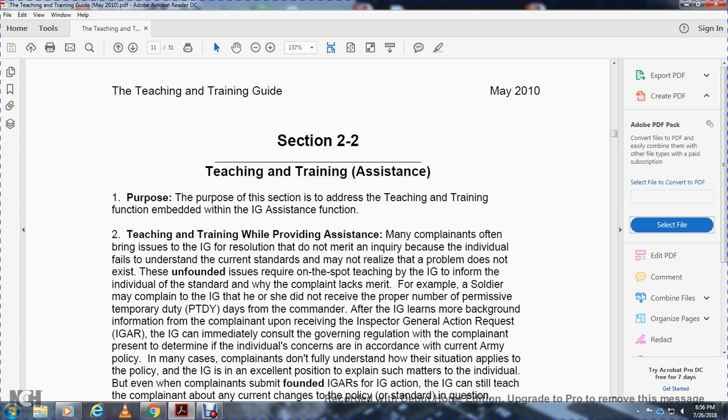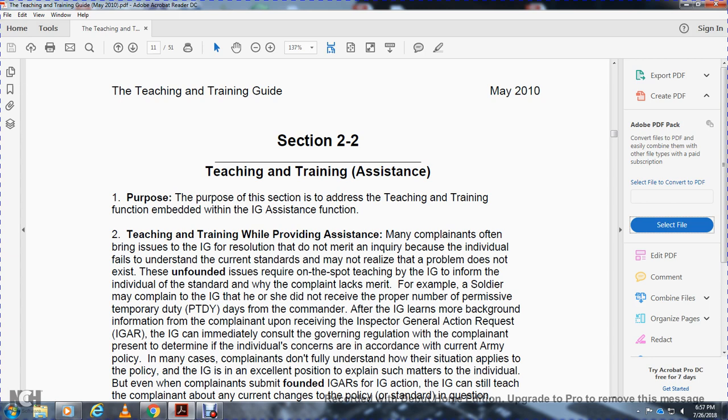The Inspector General learns the background information upon receipt of the Inspector General action request. The Inspector General immediately consults the governing regulation to determine the individual concerned, in accordance with current Army policy. In many cases, complainants do not understand how the situation applies to the policy, and the Inspector General is in a position to explain such a matter for the individual.